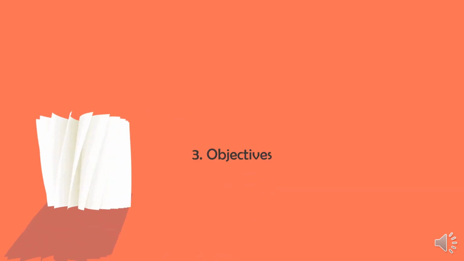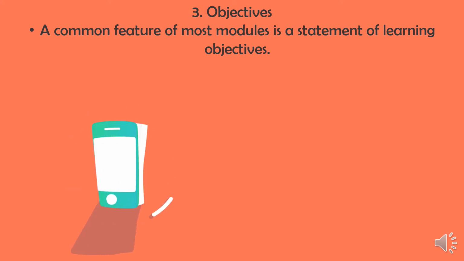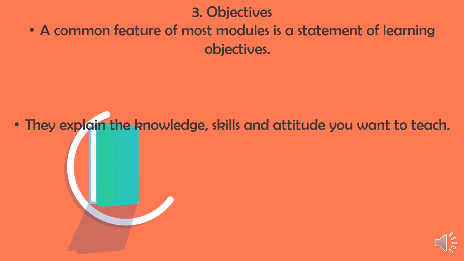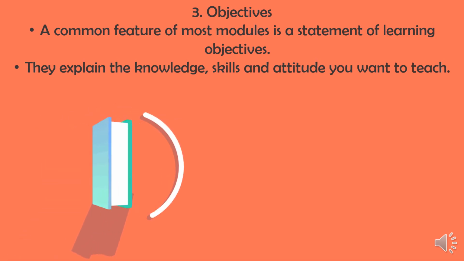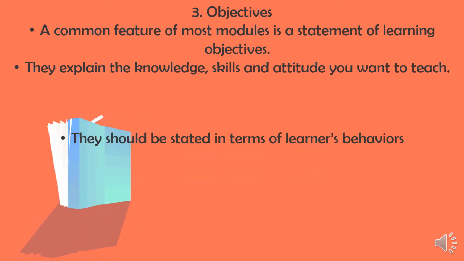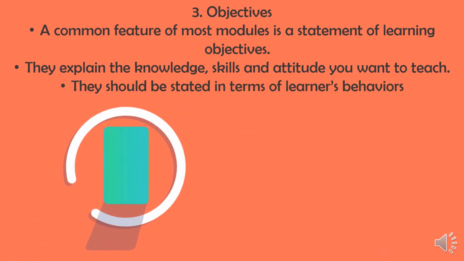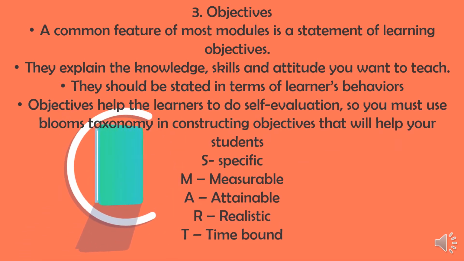Another important part of a module is the objectives. It is a common feature of most modules, and it is a statement of learning objectives for our students. They actually explain the knowledge, skills, and attitude you want to teach or achieve for your students. They should be stated in terms of learners' behavior. An objective helps the learners to do self-evaluation.